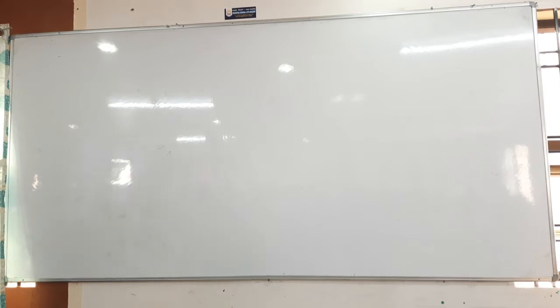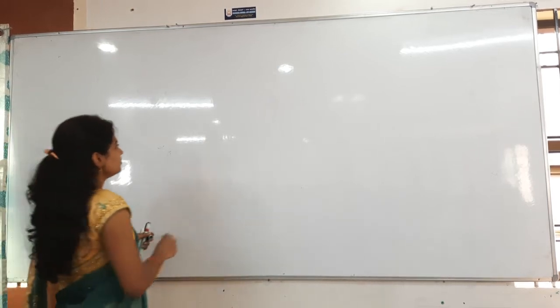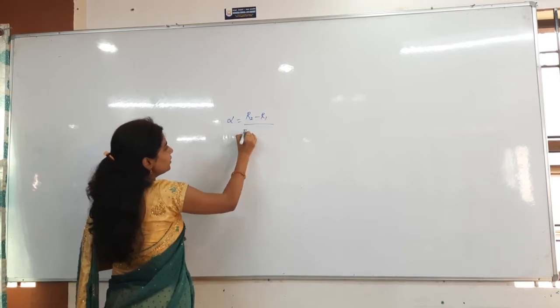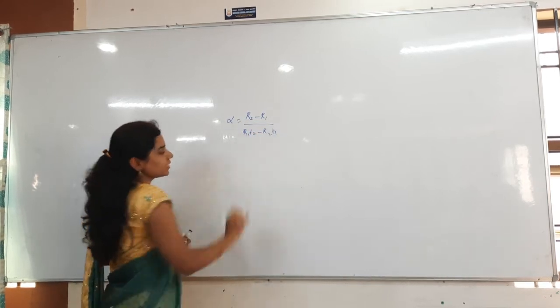Very good, that's the correct answer. R2 minus R1 by R1 T2 minus R2 T1. You got that? How many of you? Very good, girls. Alpha is equal to R2 minus R1 by R1 T2 minus R2 T1. This is the answer.